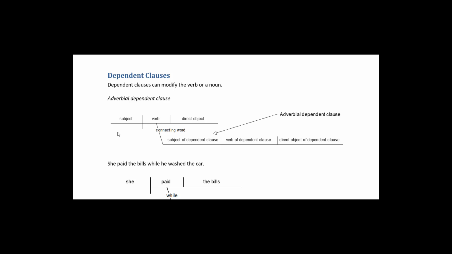So let's say I had a dependent clause that was an adverbial dependent clause. In other words, it's a dependent clause that tells you something about the verb. Well, you would put it under the verb. So for example, she paid the bills while he washed the car. That's an adverbial clause. While is our conjunction that introduces it. While he washed the car. So it goes under the verb. She paid bills, subject, verb, object, while he washed the car. And we can put that little conjunction right on the line right there.